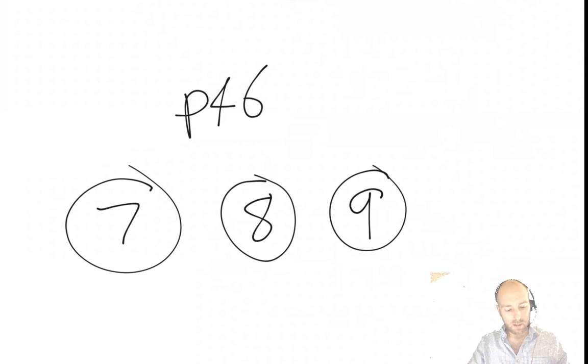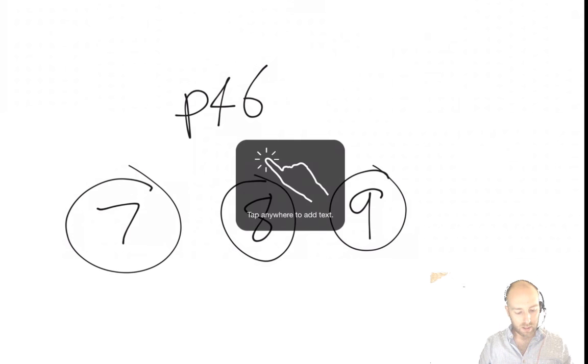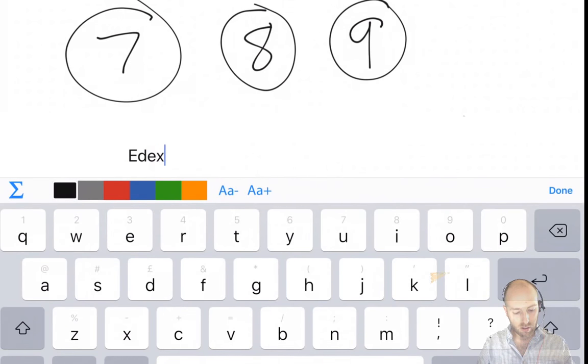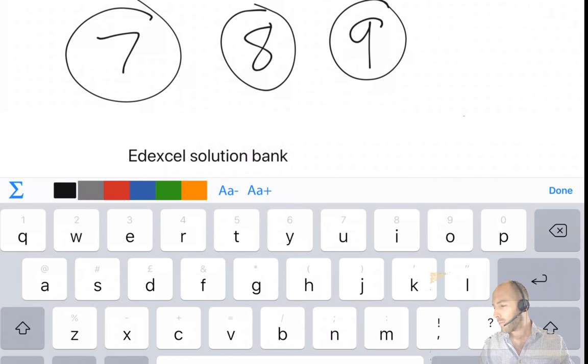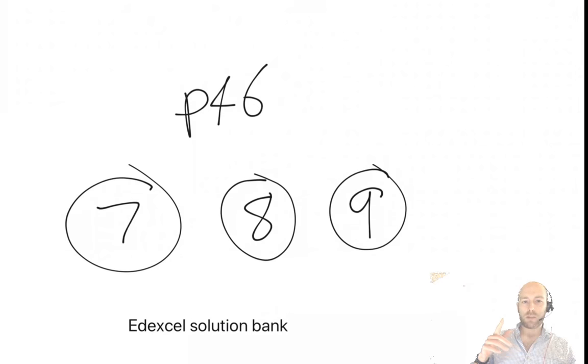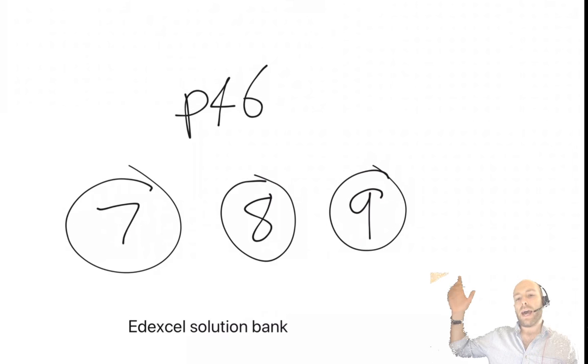Remember, the solutions are all on the Edexcel solution bank. There's no C in Excel, or is there? I think there is. I work for them, I should know. Edexcel solution bank. I'm tired, I can't remember. Google it, and you'll be able to find the worked solutions to those three questions. Answers are in the back of the book. Remember, you guys know where to get textbooks from.